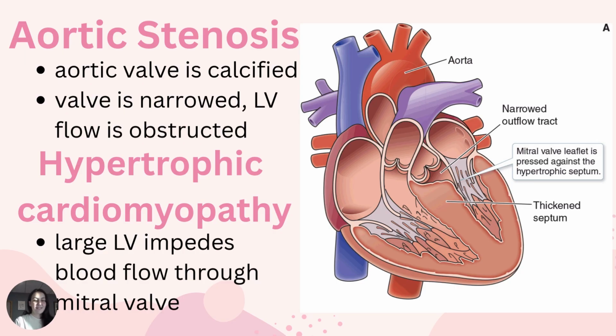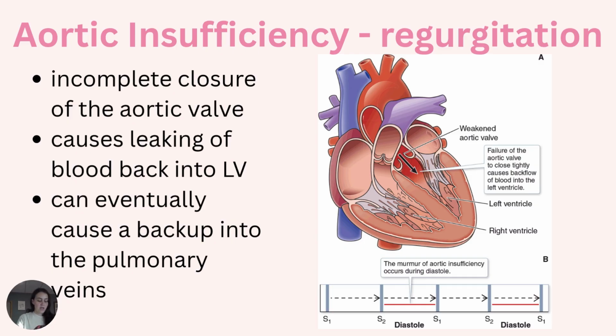Then we have aortic insufficiency, or regurgitation. This is incomplete closure of the aortic valve, which causes leaking of blood back into the left ventricle, and can eventually cause a backup into the pulmonary veins. Again, anything backing up into the pulmonary veins is going to cause pulmonary edema, impaired perfusion, impaired gas exchange. It all goes together.